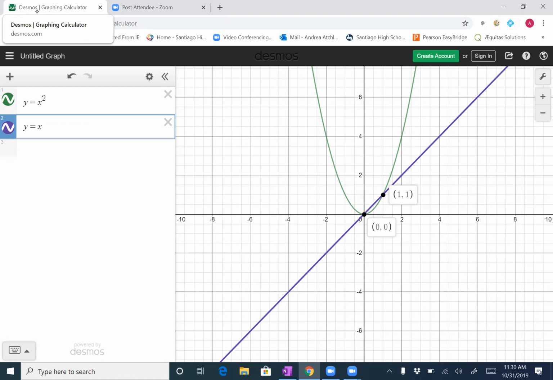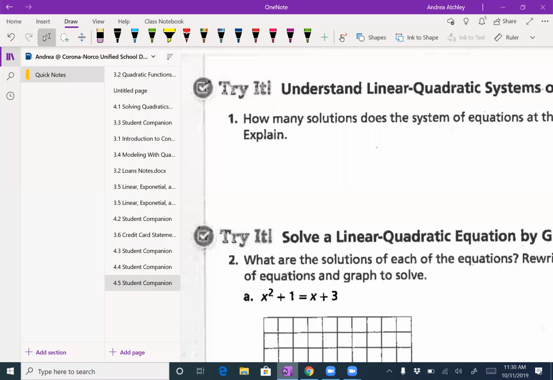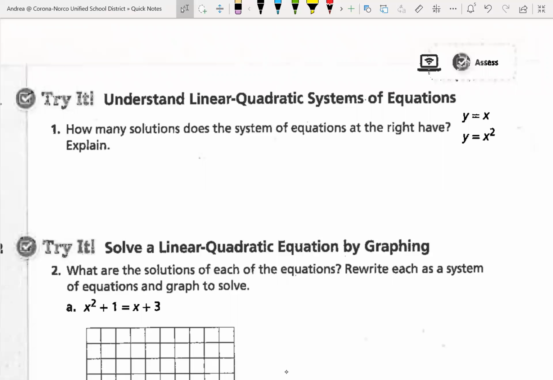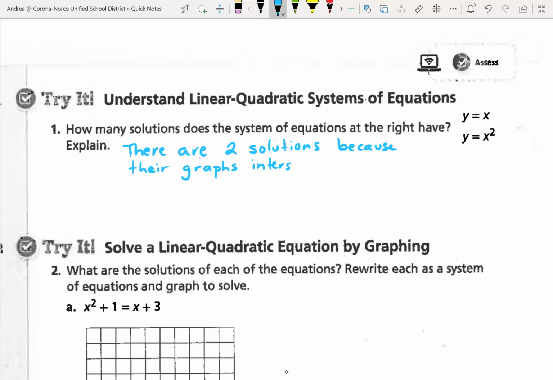Okay. So that's what I'm going to write here. How many solutions does the system of equations have? There are 2 solutions because their graphs intersect at 2 points.